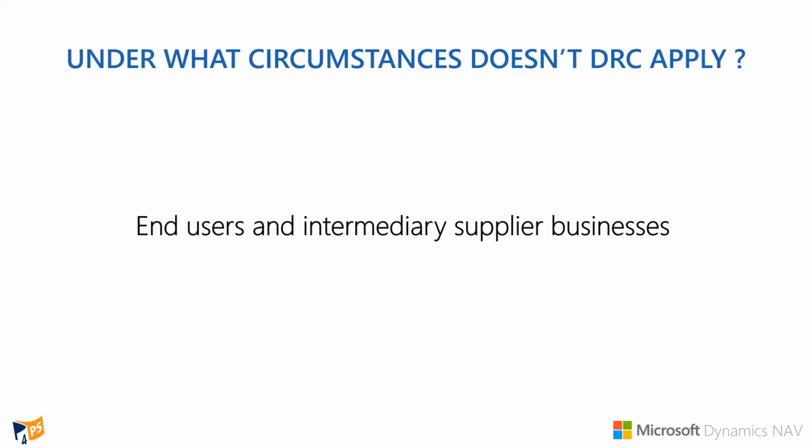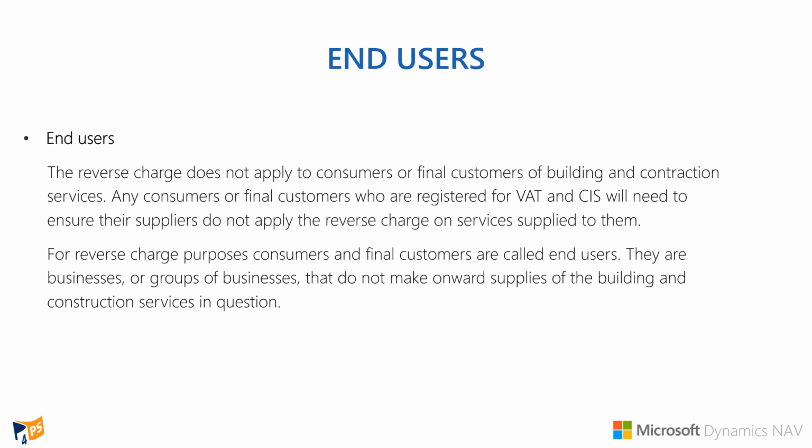Okay, so under what circumstances does DRC not apply? Well, DRC does not apply to end users and intermediary supplier businesses. What this means is that end users, i.e. consumers or final customers, of building and construction services who are VAT and CIS registered, will need to ensure suppliers do not apply DRC on services that are supplied to them.